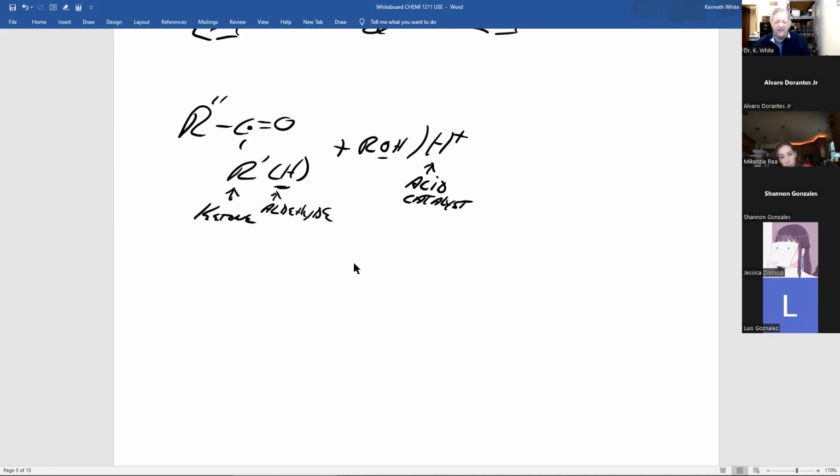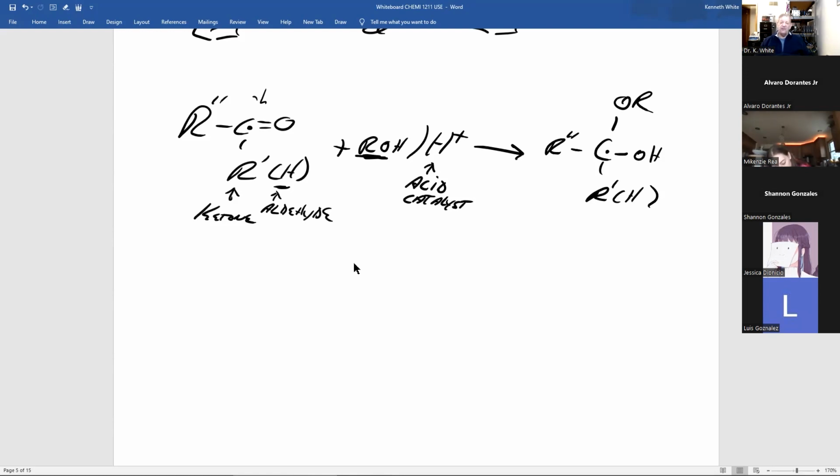Keep your eye on the carbonyl carbon, because that's where the fun is. What's attached to that, R prime or hydrogen, and R double prime stays there. But this right here, you get an OH, and the oxygen R group from the alcohol bond to this. If you start with an aldehyde, this is called a hemiacetal. I'll never ask that on a test. When it starts with a ketone, it's a hemiketal.